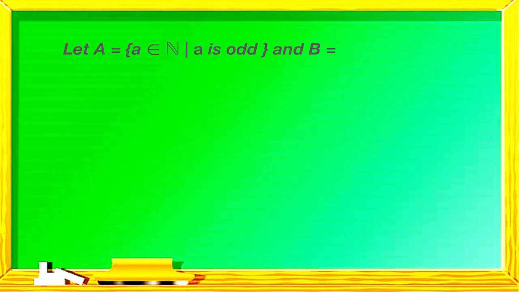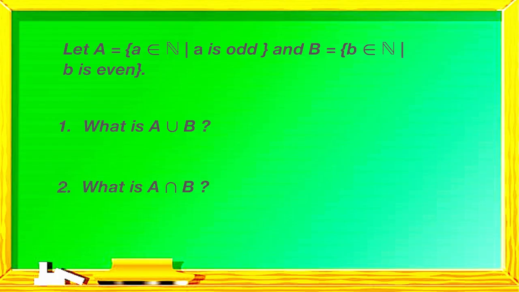Let's do a second example. Let A be the set of little a in the natural numbers such that little a is odd, the odd numbers for short, and B be the set of even natural numbers. What is A union B and what is A intersect B? The union of A and B will be a set that contains all the odd numbers and all the even numbers, which is the set of all natural numbers. The intersection of A and B would contain only numbers that are both odd and even. There aren't any numbers which fit this criterion, and so the intersection of A and B is just the empty set.